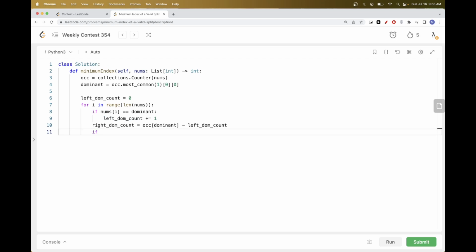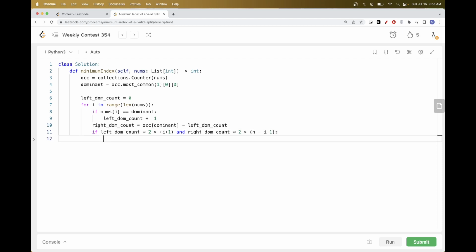And then we apply our check. We check that the frequency for this dominant element on the left side, which is this here, multiplied by 2, is bigger than the length of the left side, which is just I plus 1, because it's I inclusive. And for the right side, we want the frequency for the dominant element multiplied by 2 to be bigger than the length of the right side, which is n minus I minus 1. Right? So we just get the remaining elements. So here we just get rid of the parentheses.